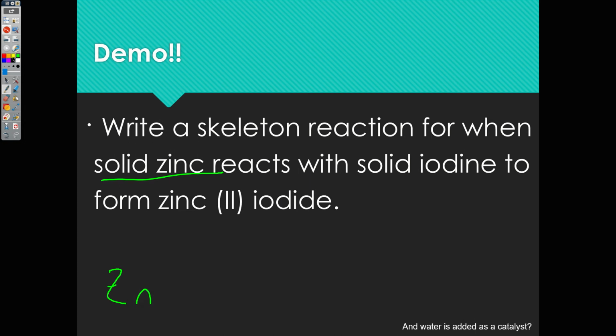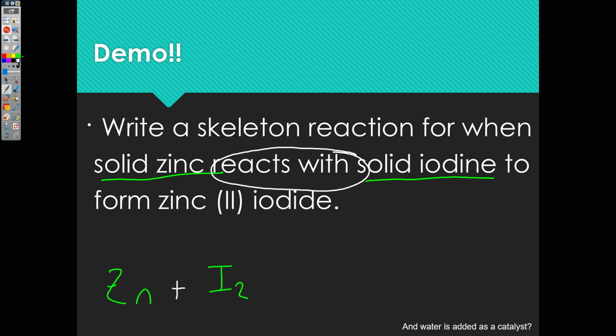All right, then it says it reacts with. Reacts with means we're going to put a plus sign to separate our different reactants. And it says it reacts with solid iodine. So iodine is just I. And then we have to ask ourselves, is it diatomic? The correct answer is yes, so I2. All right, then we keep reading.